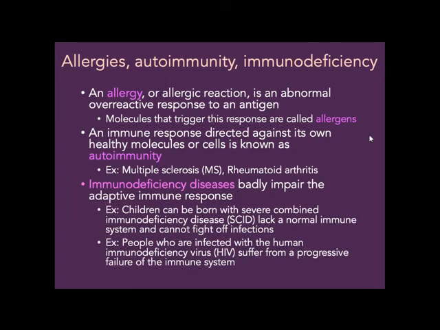And then finally, an immunodeficiency disease is a disease that impairs the adaptive immune response. So some examples of this would be the disease SCID, severe combined immunodeficiency disease, which some children are born with. And these kids lack a normal immune system and can't fight off infections. And so if you've seen movies or television stories about the boy in the bubble or little girl in a bubble, this is what it is. So kids who have no immune system can't fight off infections, and so they're kept in an environment without any pathogens.